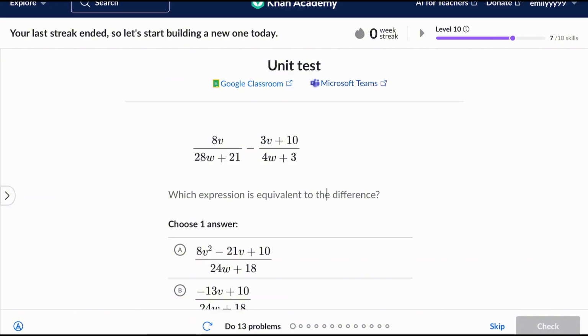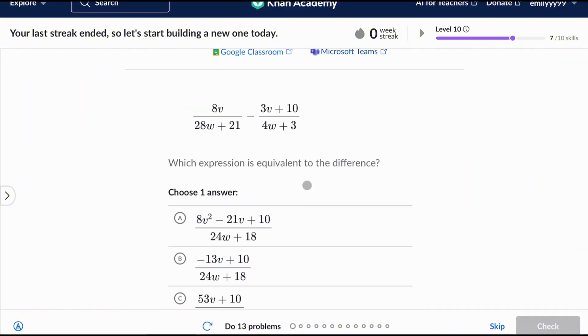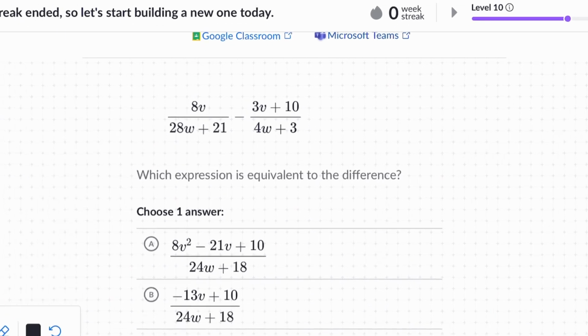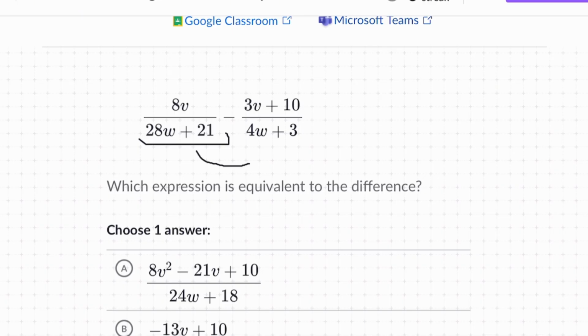Which expression is equivalent to the difference? So you have to subtract these two, so let's go ahead and do that. When we subtract or add fractions, we want the denominator to be the same. So we can see this right here. We can factor this out into this number. So we can rewrite the whole equation and factor this one out.